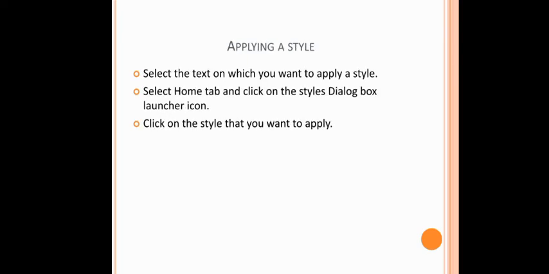Now, how to apply a style? Firstly, select the text on which you want to apply a style. After that, in the Home tab, click on the styles dialog box launcher icon. When you click on the styles dialog box launcher icon, a styles pane will open in front of you with so many types of styles. In that, you have to select any one type of style and apply it.